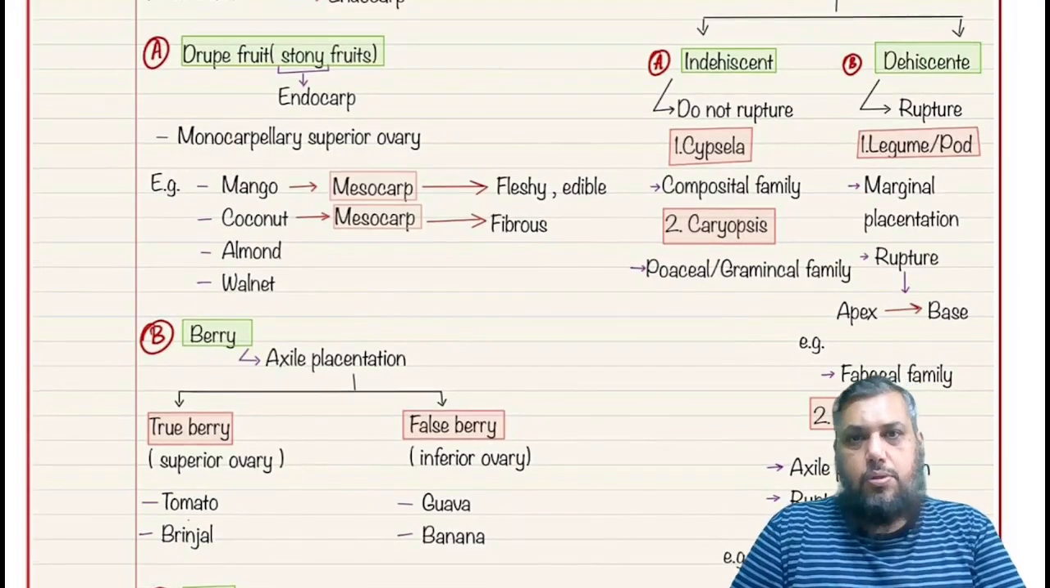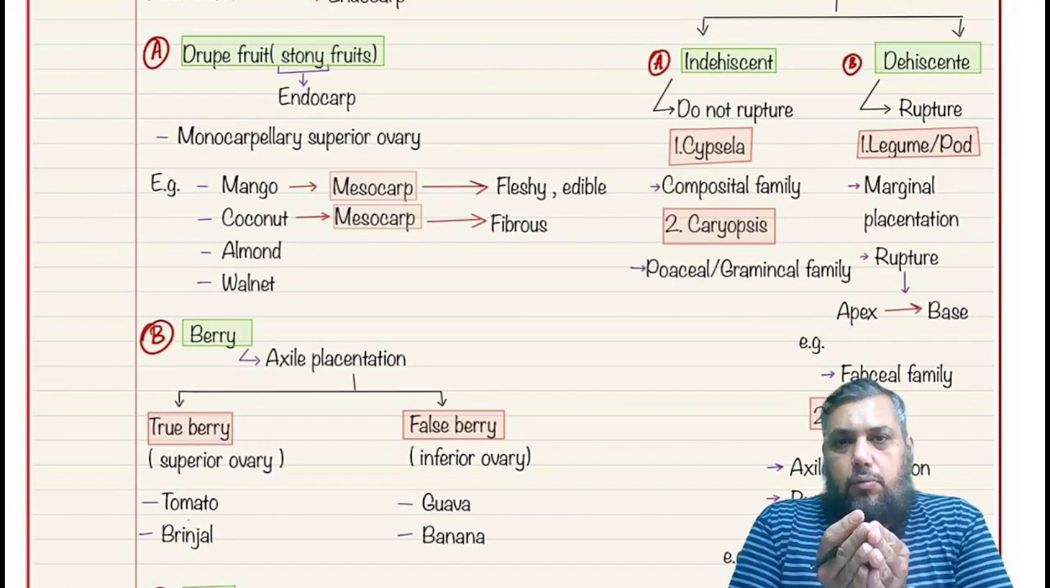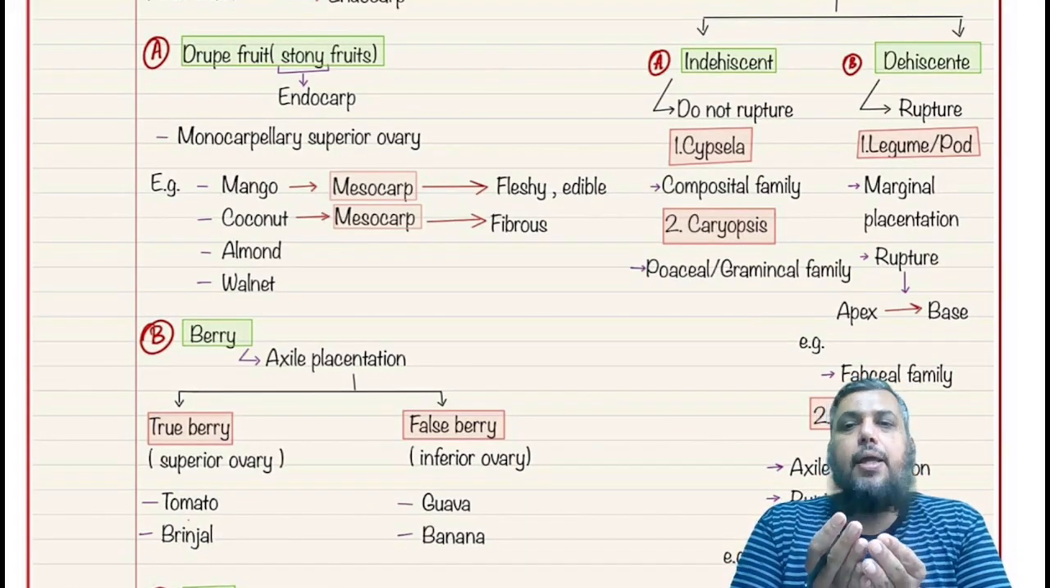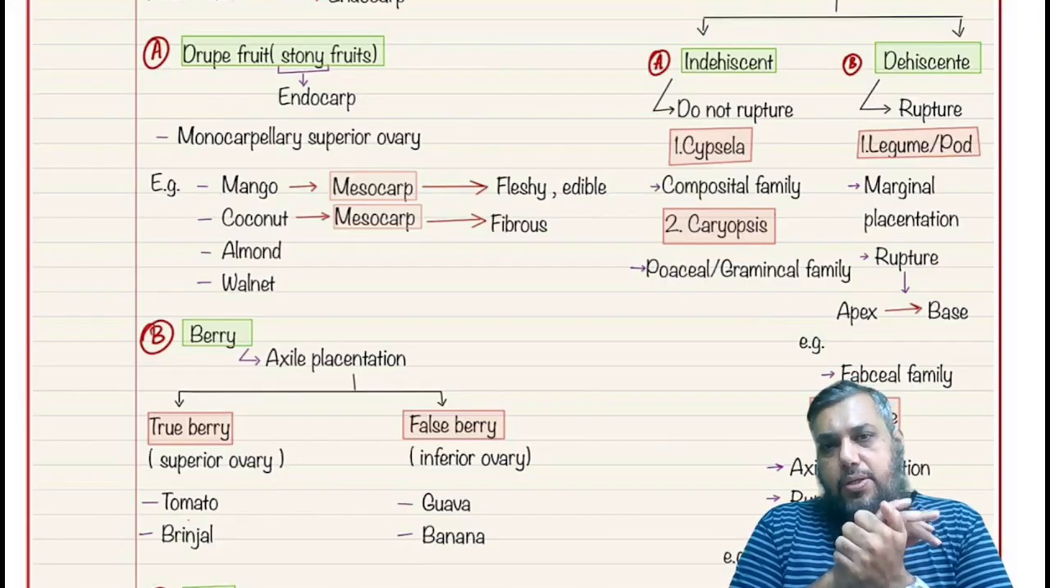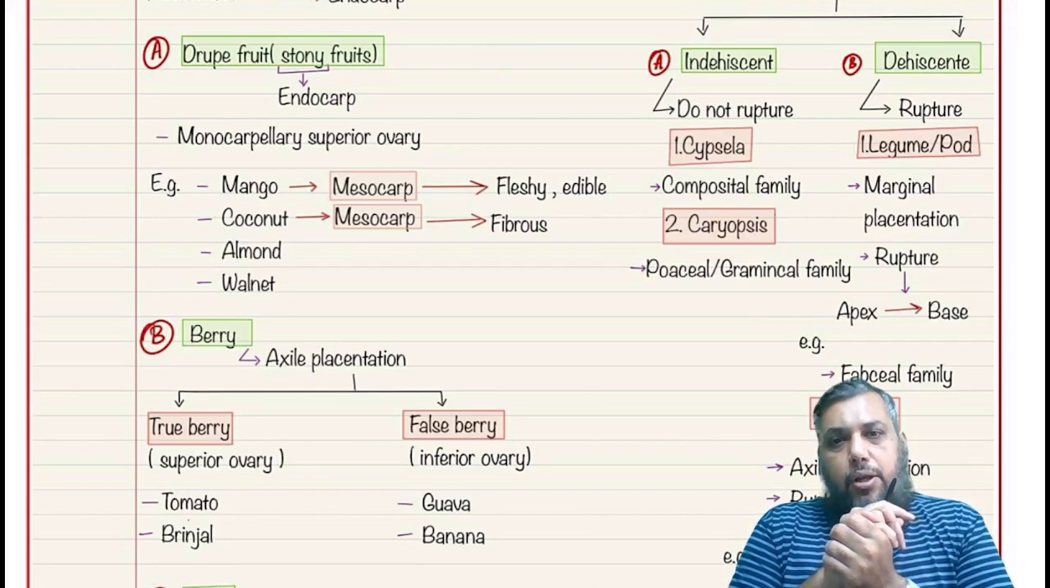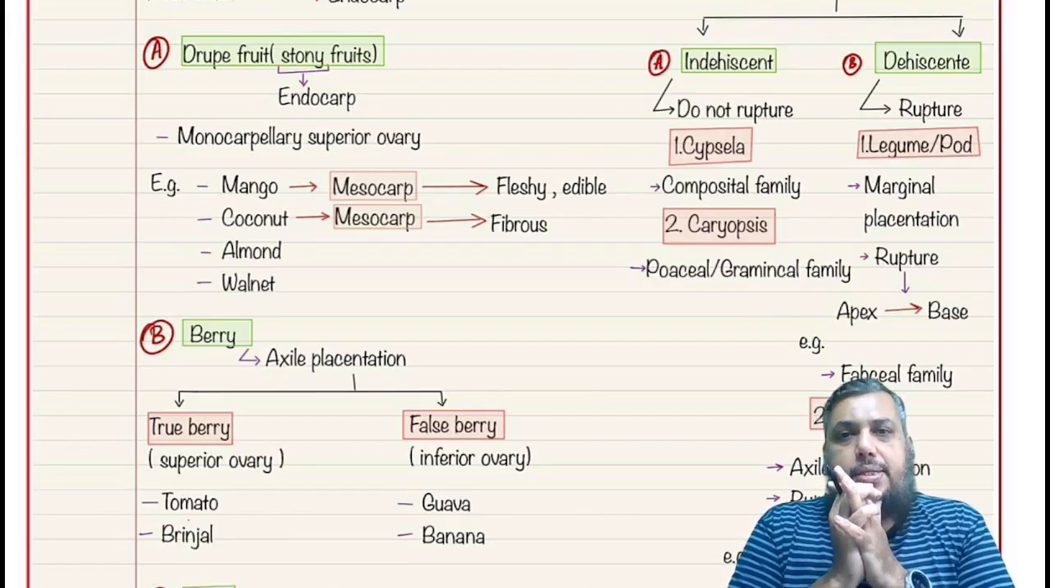Okay, students, if a fruit wall ruptures and then releases the seeds, then it is called dehiscent. If the fruit wall does not rupture, then such a fruit is called an indehiscent fruit. So Cypsella and Caryopsis, which belongs to the Gramineae family, are examples of indehiscent fruit. Like jowar and rice, these do not break.